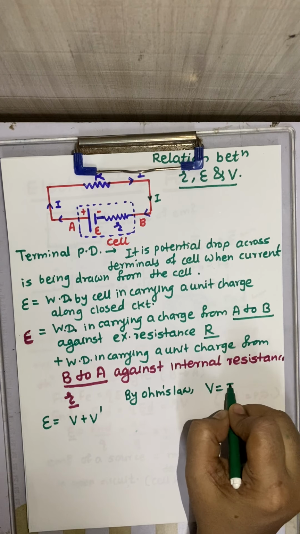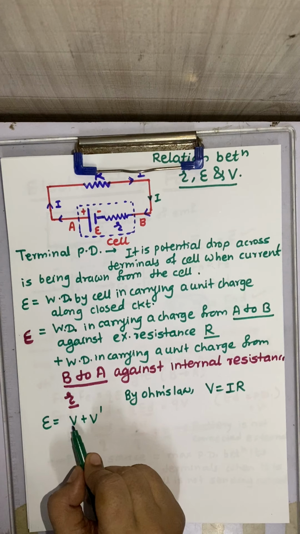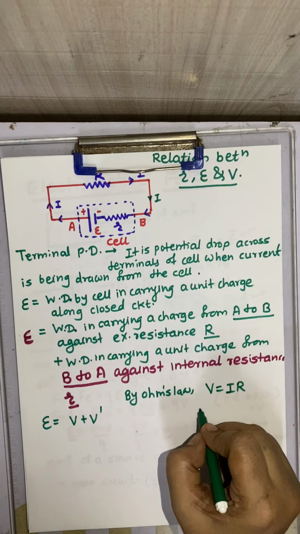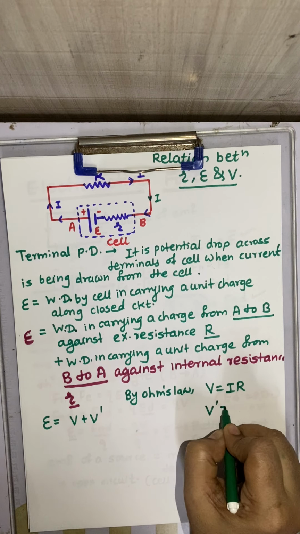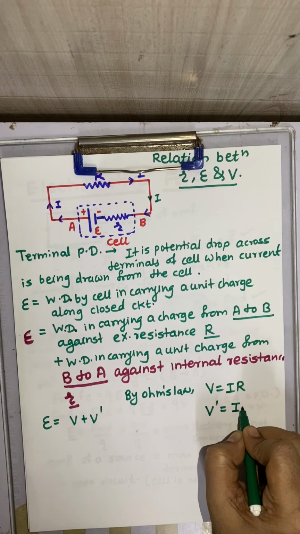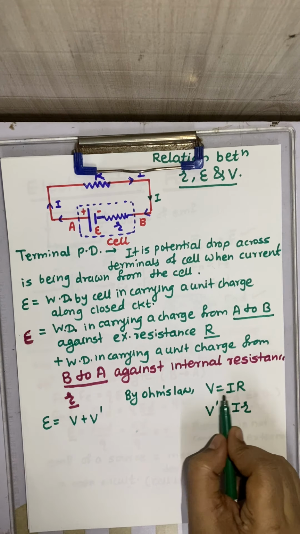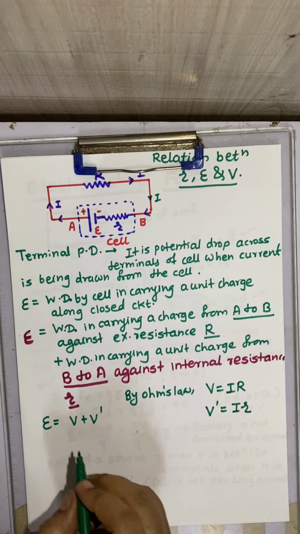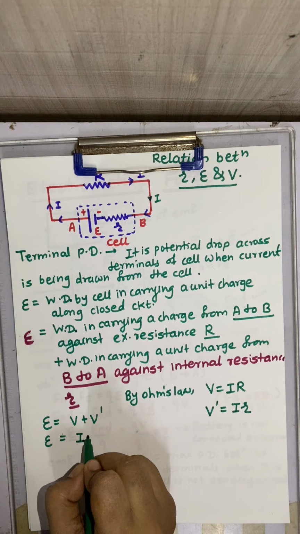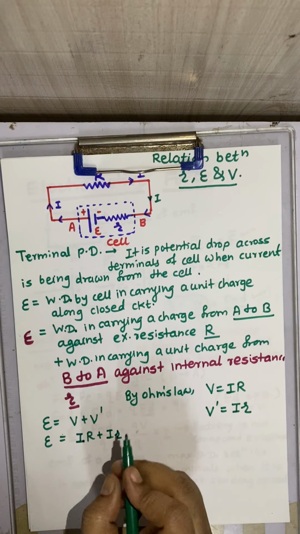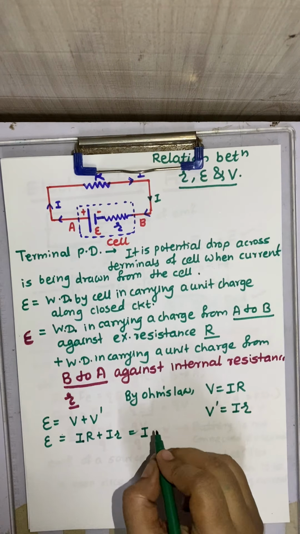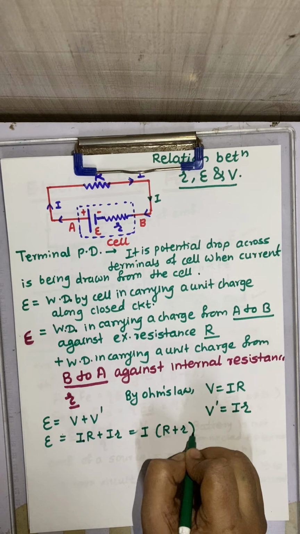V is equal to IR, because the voltage drop across the external resistance capital R is equal to I into R, and the voltage drop across the internal resistance, that is small r, is nothing but V dash is equal to I small r. So V is equal to IR and V dash is equal to Ir. Obviously this expression becomes E is equal to IR plus Ir. I can take I out because the current remains the same throughout the circuit, so I(R plus r).